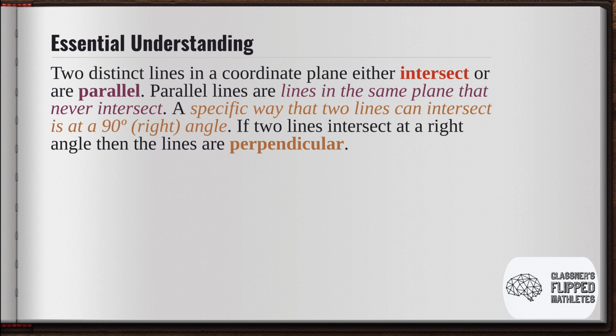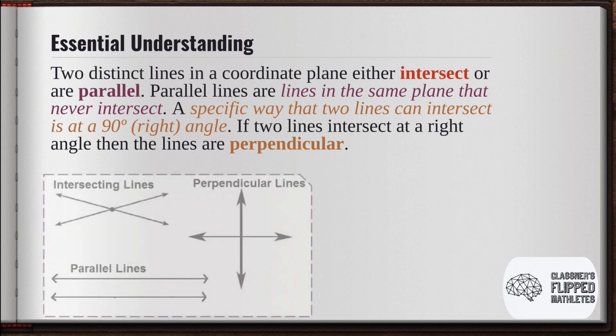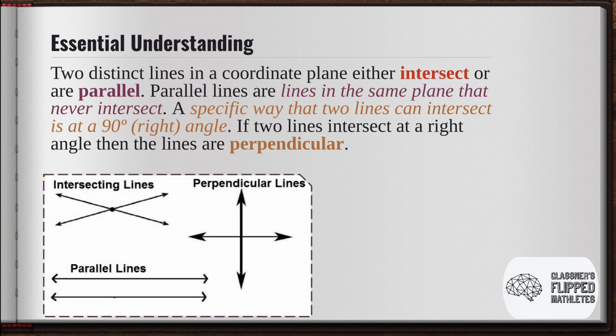If two lines intersect, a very specific way that they could intersect is at a right angle, or a 90-degree angle. And if that classification is met, then the lines are perpendicular. So perpendicular is just a subcategory of intersection. It's a very specific way two lines can intersect. So these are the only really two ways that lines can behave. They can intersect or be parallel, and if they intersect, they might intersect at a right angle, making them perpendicular.